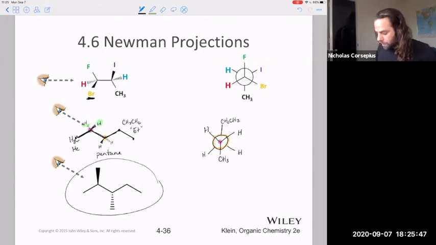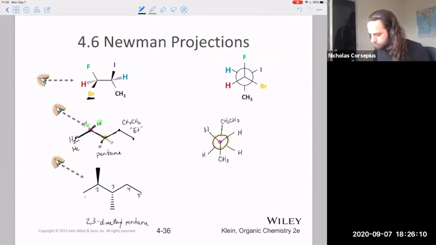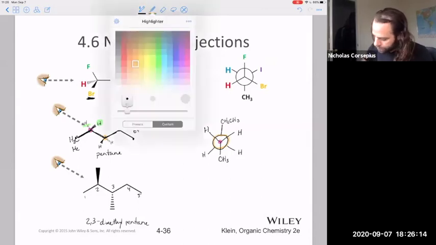Okay, so this is a good time to take a second and pause and see if you can get the Newman projection for this particular molecule here. Also a good idea to go ahead and name it. We have 2,3-dimethylpentane. Okay.